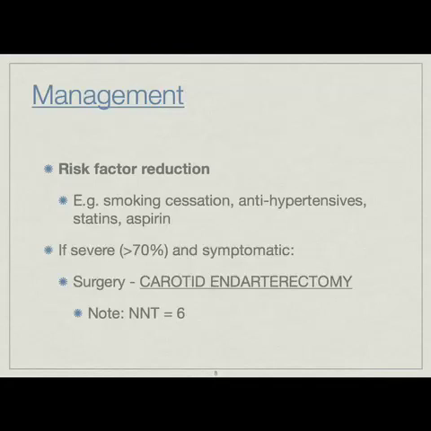The NNT, or number needed to treat, is 6. This means that for every 6 carotid endarterectomies performed in patients who fit the criteria, 1 stroke will be prevented. The data also suggests that carotid endarterectomy may be beneficial in patients who are not symptomatic but have severe stenosis over 70%. However, the evidence is not as strong as for symptomatic patients, and so carotid endarterectomy is usually only undertaken in patients who are symptomatic.